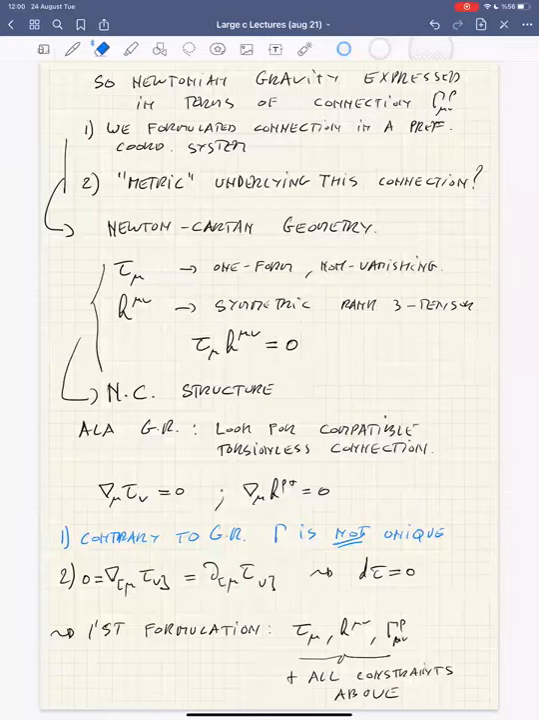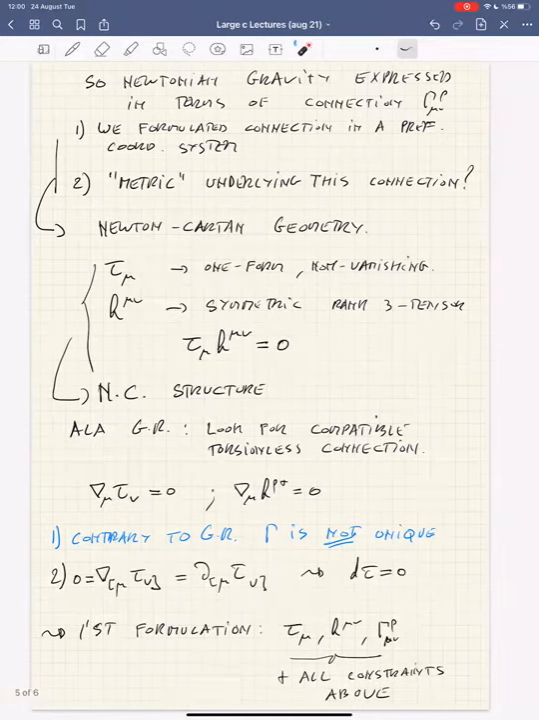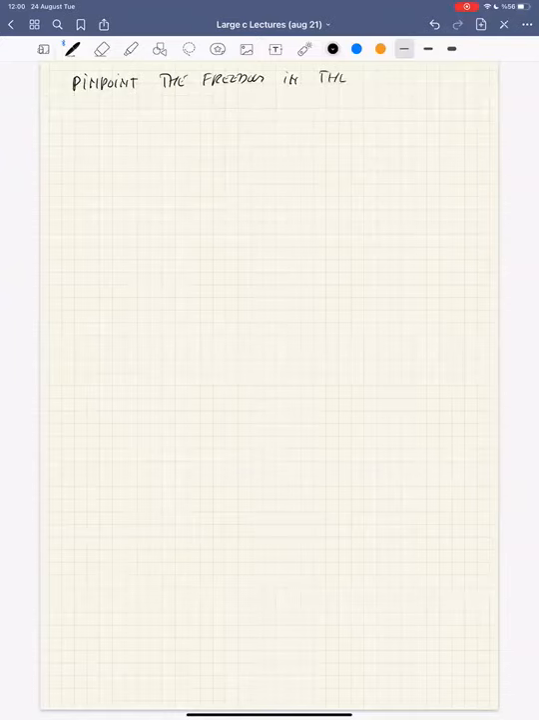Okay, good. So this is, if you like, already a complete formulation of Newton-Cartan geometry and gravity. But it's maybe not fully satisfactory in the sense that, as I said, part of the connection is indeterminate, but not all of it. So we would like to pinpoint exactly what is the freedom in choosing this connection. Okay, so that's what we're going to do now. So let us pinpoint the freedom in the connection.